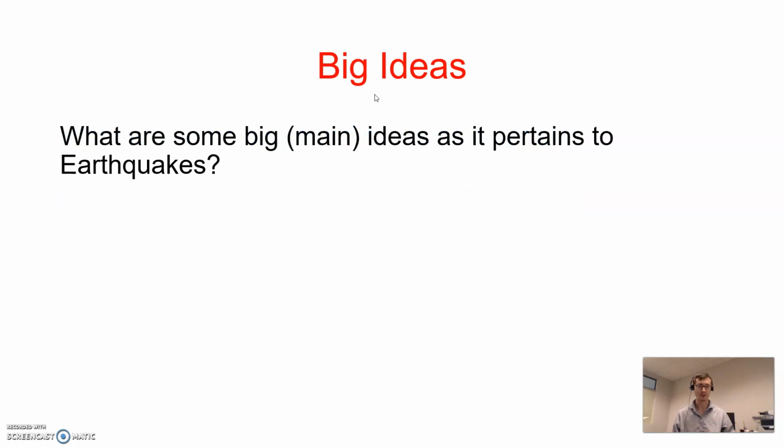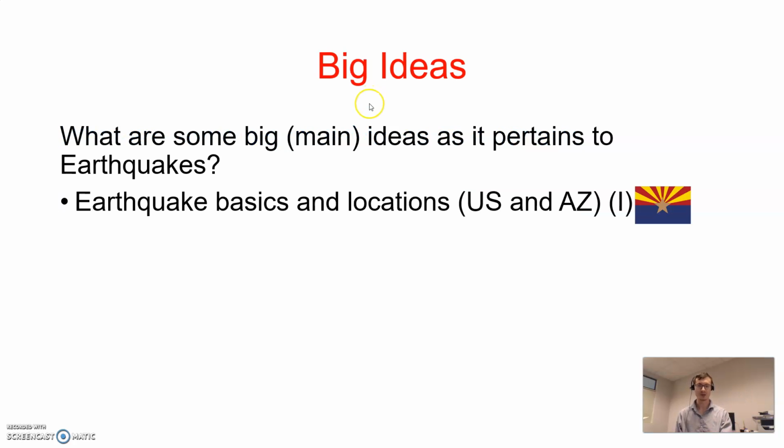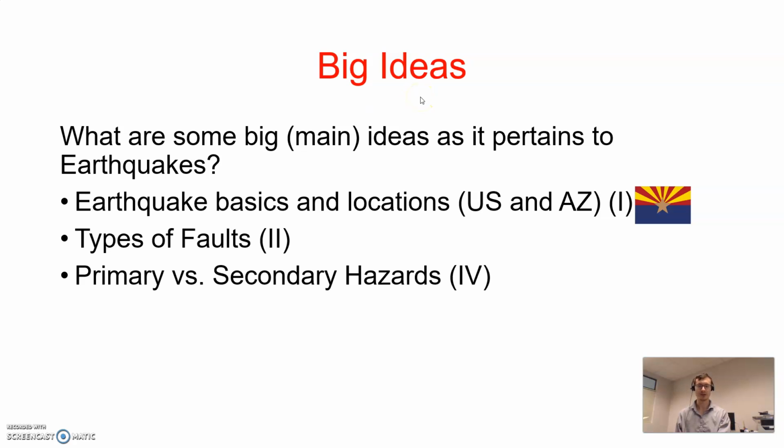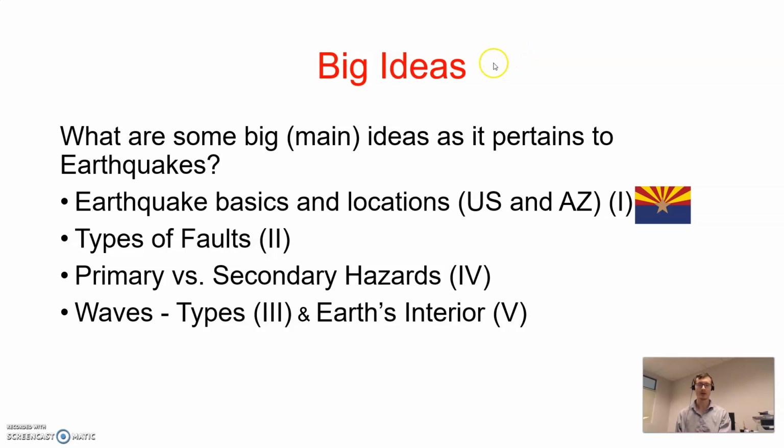What are the big ideas for this section? It pertains to earthquakes. First, what are the earthquake basics? What is an earthquake? What happens? How would you describe what happens in the earth physically? And what are the most active locations in the US and in Arizona? What are the types of faults? What are primary hazards and secondary hazards? What is the difference? What would be an example of each? What are the different types of waves from an earthquake? And how can we use these waves to image the interior of the Earth?